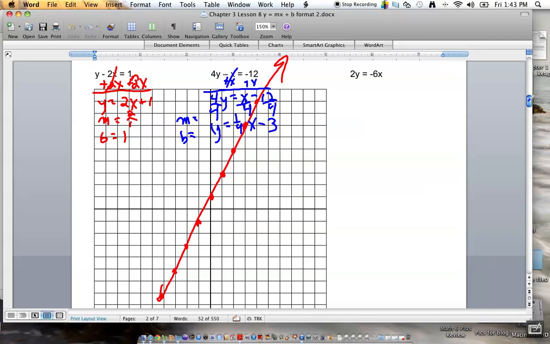Okay. Now, what's the slope? 1/4. And what's the y-intercept? Negative 3. So I begin at negative 3. 1, 2, 3. Up 1 over 4. Up 1 over 4. And there it is.